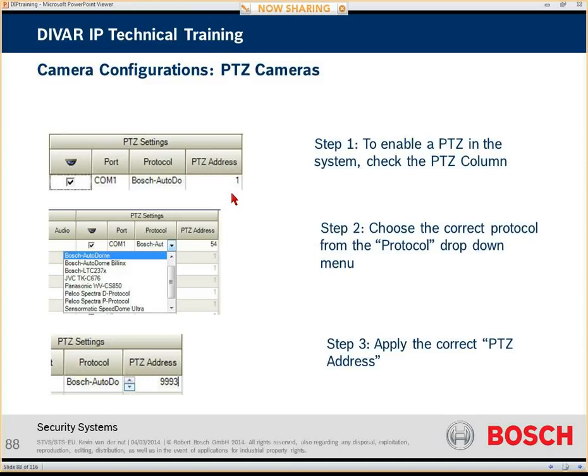And finally, we can apply the PTZ address, and depending on the type of camera connected, there might be a need to enter a fixed PTZ address there that you would usually find in the manual of the camera itself, to say, okay, this is the PTZ address that needs to be connected. So we're telling the BVMS application on what address it has to initiate the control of the PTZ device.